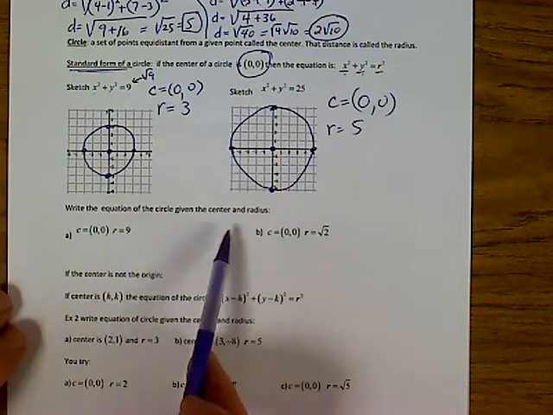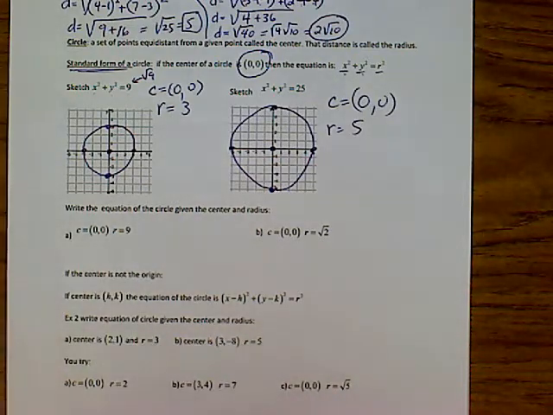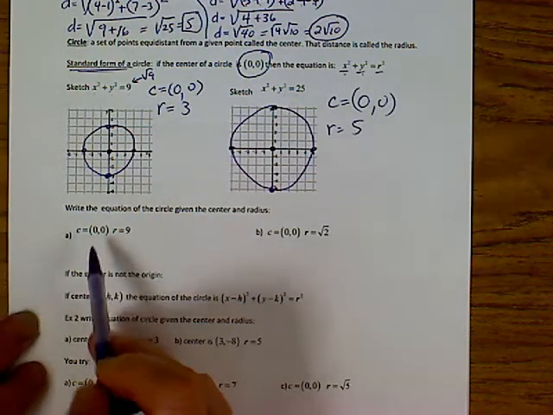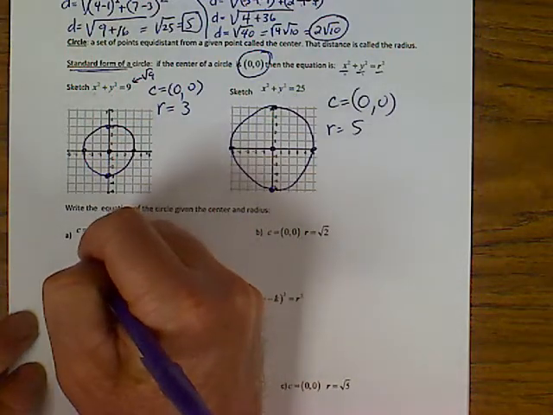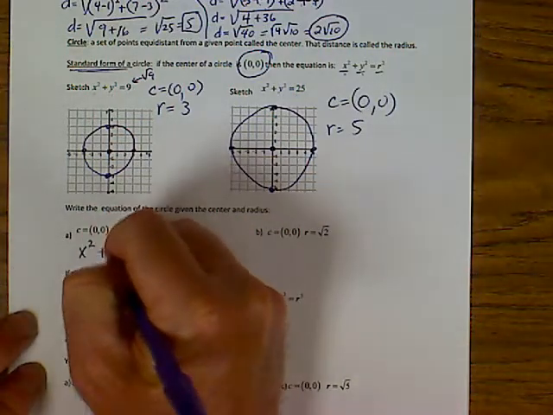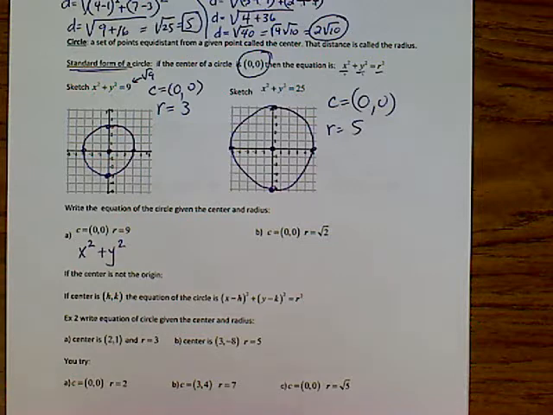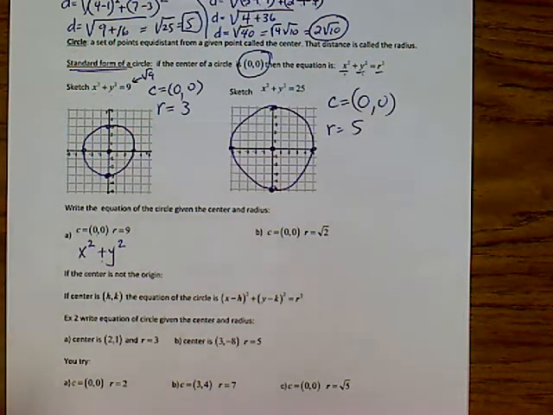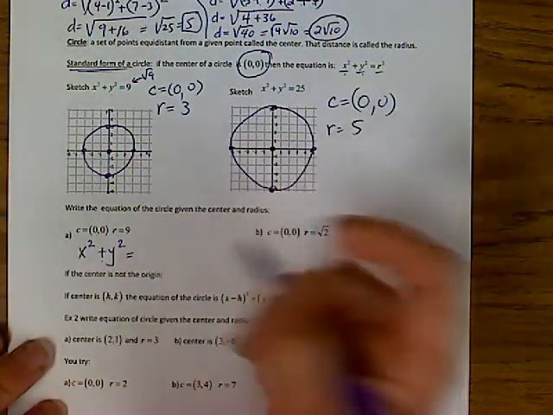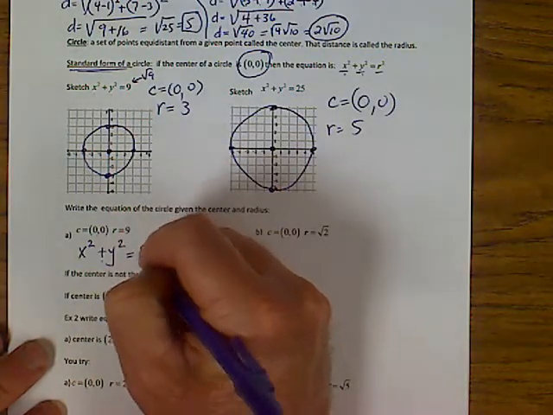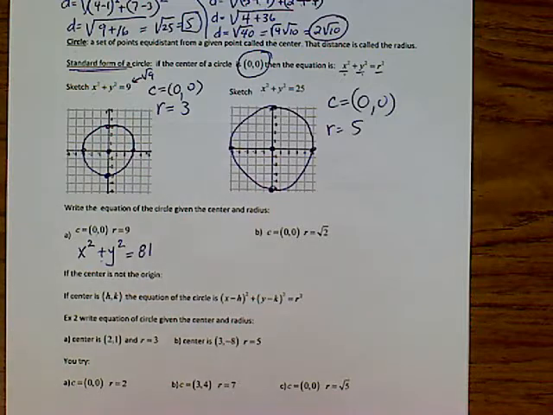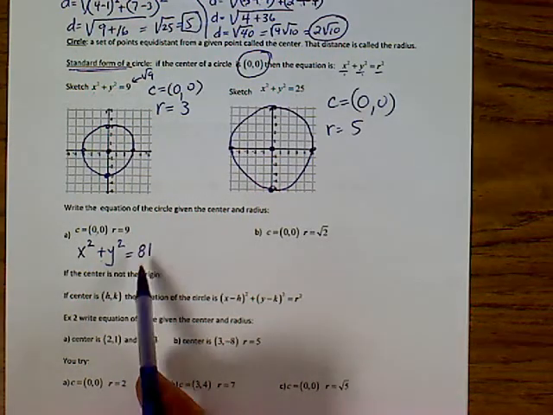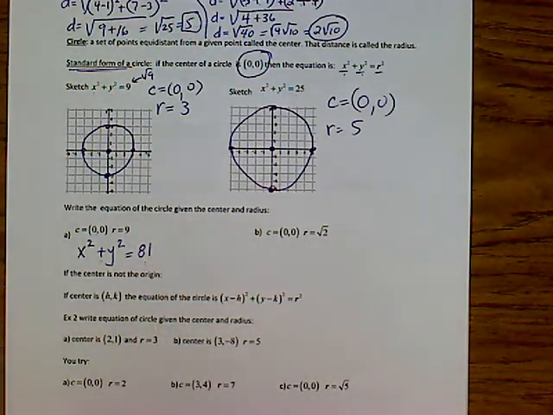Okay, now, the next example wants us to write the equation of the circle, given the center and the radius. Okay, if you know that the center is 0, 0, when you write your equation, it's going to be x squared plus y squared. That's the form of a circle. It's addition in the middle, 0, 0 being your center. Easy. And now the idea is that this back number needs to be the square of the radius. So if the radius is 9, you'll square it, you'll get 81. Okay? And that's the equation of that circle.